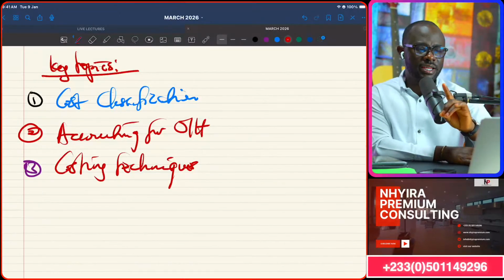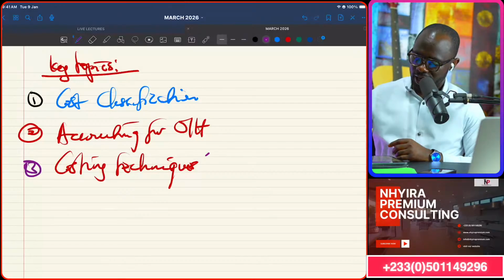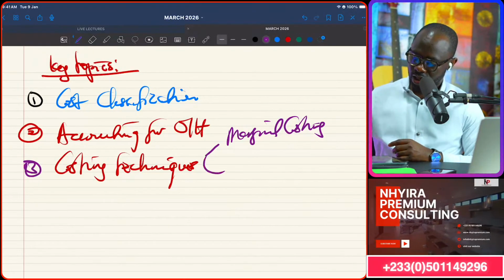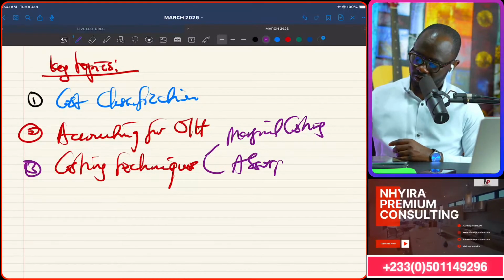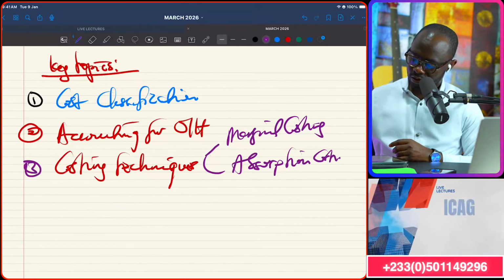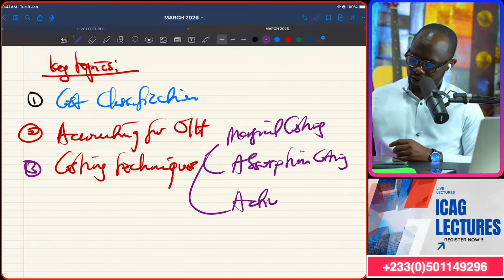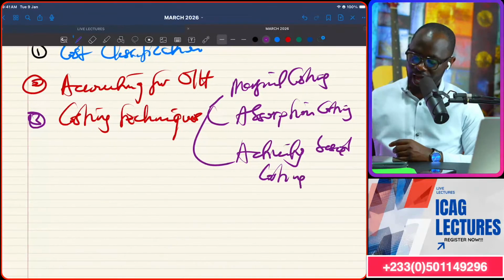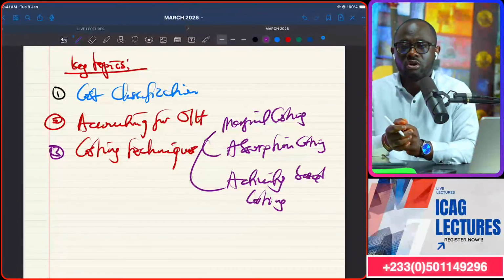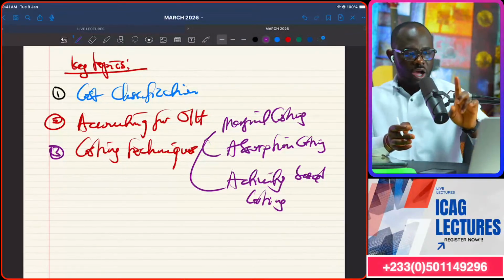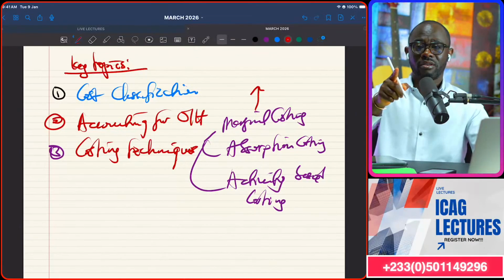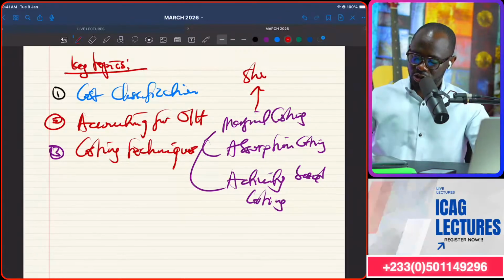But the costing techniques are also crucial for us. And this is where we are talking about marginal costing, absorption costing, and then activity-based costing. These are very important issues. Why? Because your understanding of marginal costing is going to help you in question 5, which is going to be short-term decisions.